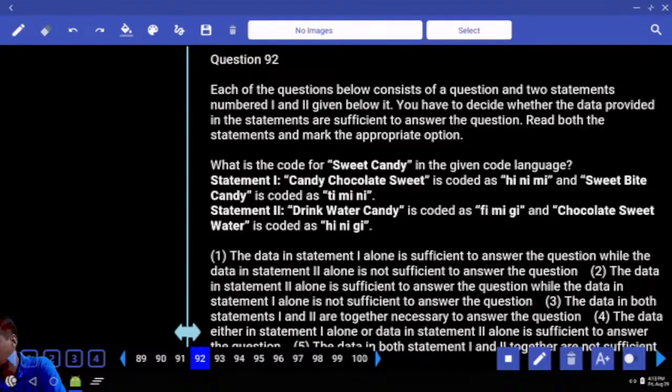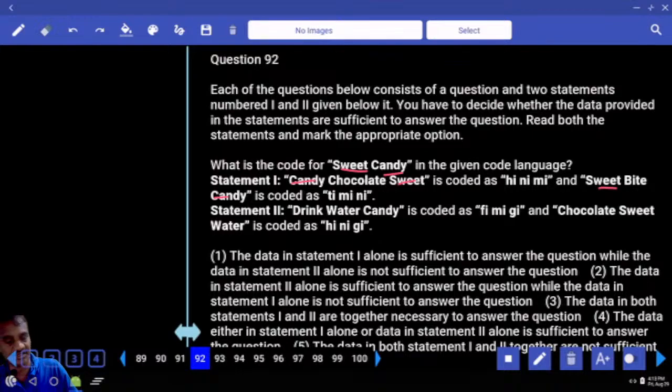Again, in data sufficiency, coding-decoding comes under the first priority. Then try to work out this. Sweet candy. Now, sweet and candy are the two words that are common, isn't it? Here again, sweet and candy are common. As two elements are common here, are you getting the answer or not?